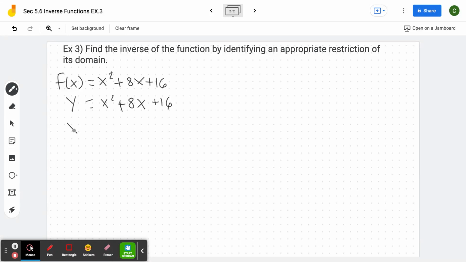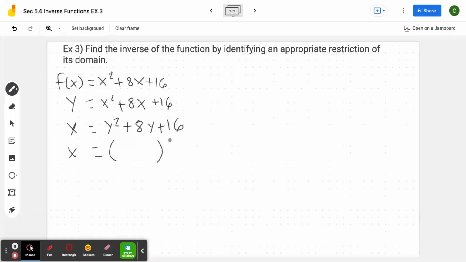So this becomes an x equals, this becomes y squared plus 8y plus 16. And now, in order to get y by itself, I must factor. So x equals, I'm going to go ahead and factor this trinomial. When I factor it, of course, I'm going to get two sets here. And the factor pairs of 16 that add up to 8 are going to be 4 and 4. They are both positive.